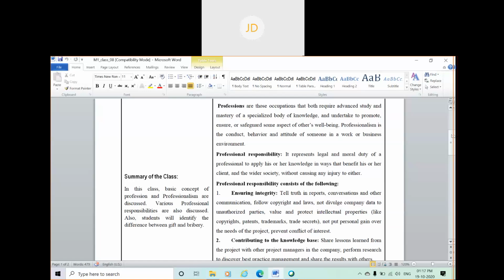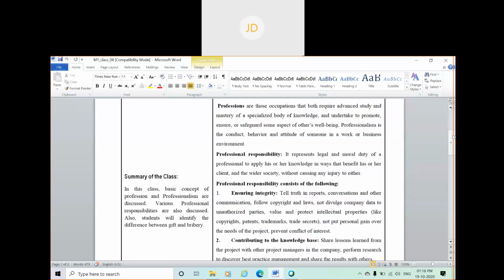Now we'll discuss some responsibilities of a professional. So basically, in general, professional responsibility represents the legal and moral duty of a professional to apply his or her knowledge in ways that benefit his or her client and wider society without causing any injury to either. That means we should not harm the client or even the society. In general, you should not do anything which is harmful for the society.